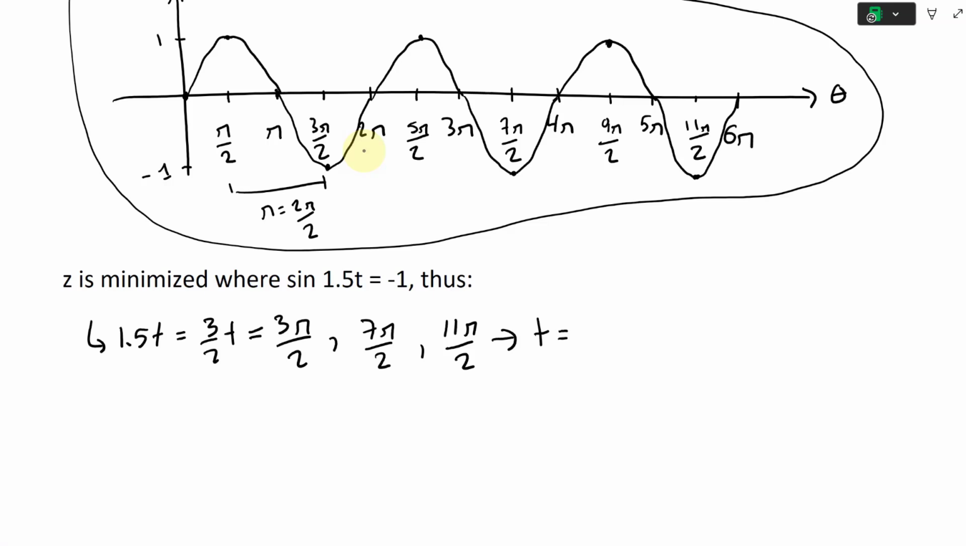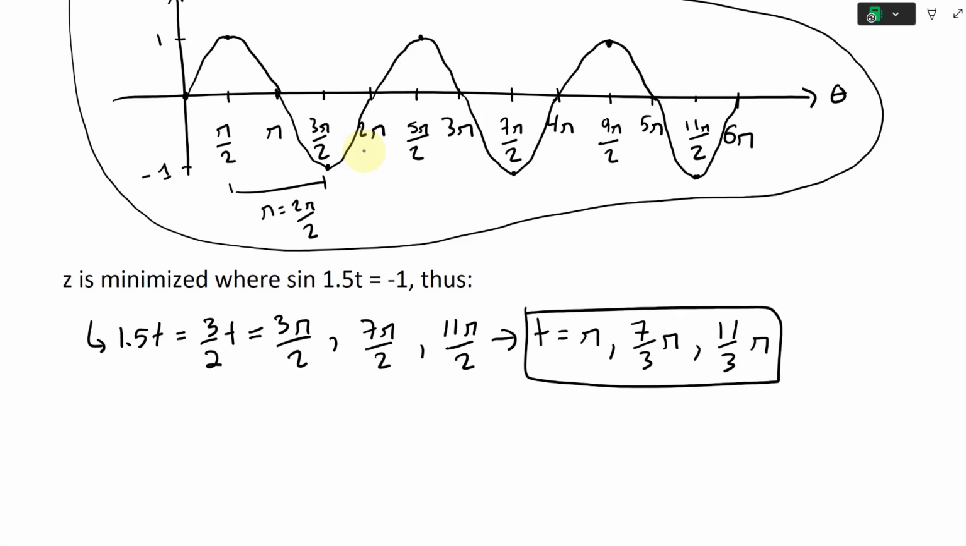So t is going to equal, 2 cancels all the 2's out, and then divide by 3 on every single one. So this is just going to be pi. Next one is going to be 7/3 pi. Next one's going to be 11/3 pi. So those are the minimums there. So I'll box this out.